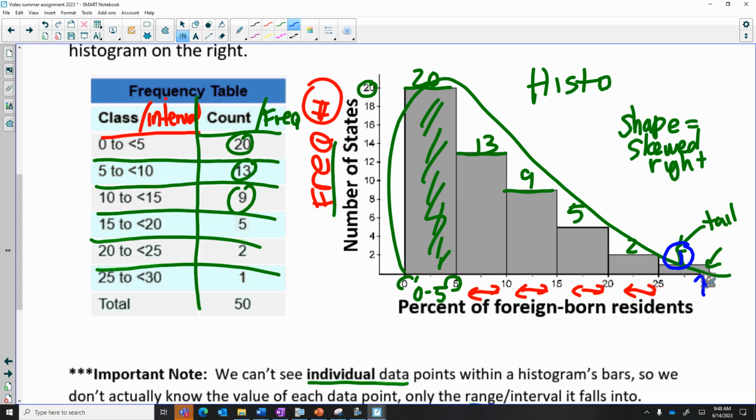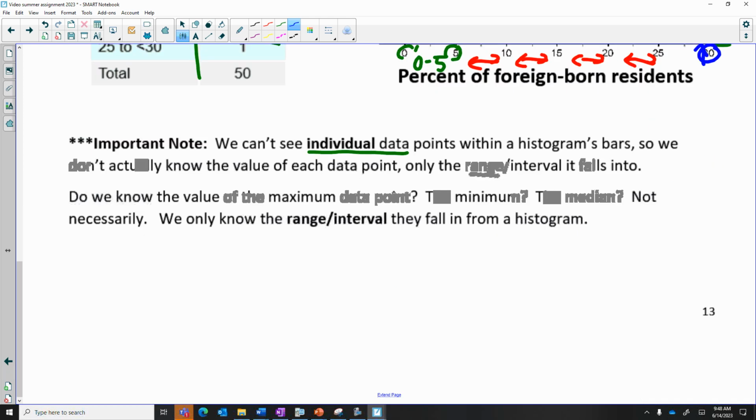I just know that the maximum it could be is 30, but I don't know the exact maximum. I don't know the exact minimum, so I don't know the exact range. I don't know the exact median. I don't really know anything exact from a histogram at all. So that is a disadvantage of the histogram, and this has shown up in the form of a multiple choice question on the AP.